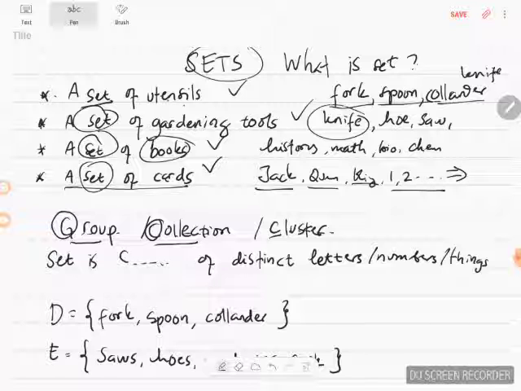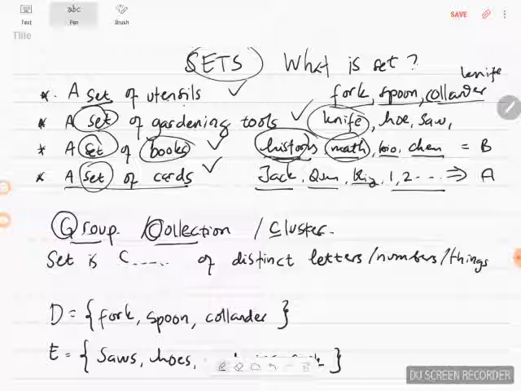Now, this jack, queen, king, and so on, they form one set. They are called a set of cards, right? You can name this set of cards, let's say like set A, right? You can name it. You can also name the collection of these books, history, math, bio, and chem, as set B, and so on.